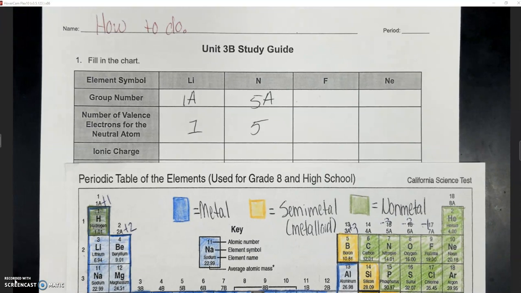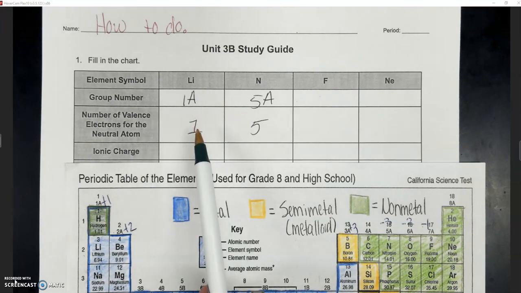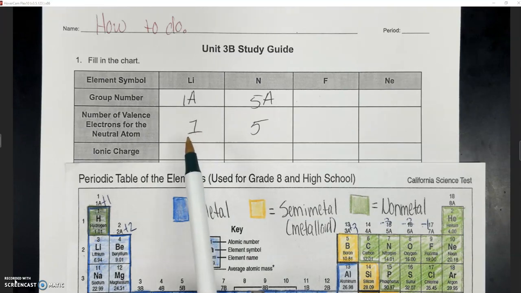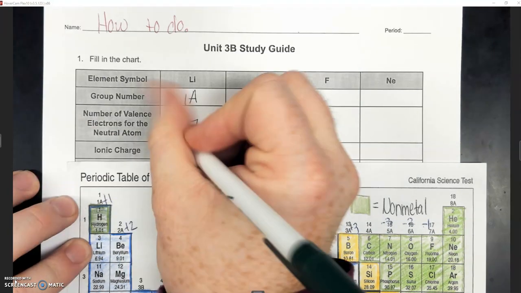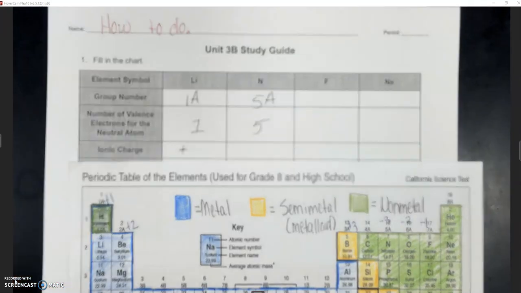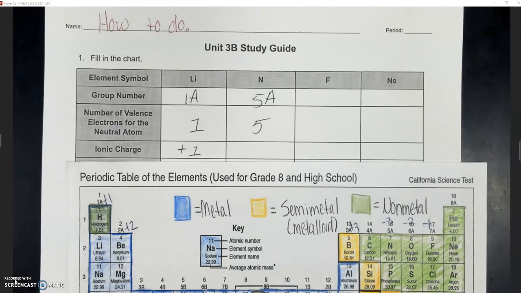Ionic charge. This is where you have to ask yourself, is it going to gain or lose electrons? Lithium is a metal, and we all know that metals like to lose their electrons. How many electrons are they going to lose? They're going to lose all of their valence electrons. Now, lithium has one valence electron, so it loses all valence electrons. And you have to remember that electrons are negative, and if you're losing negativity, you're going to become more positive. How many negative things did it lose? It lost one negative thing, so it has a +1 charge.